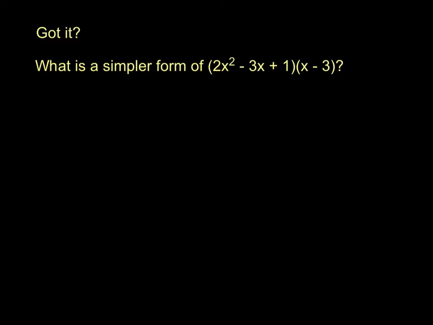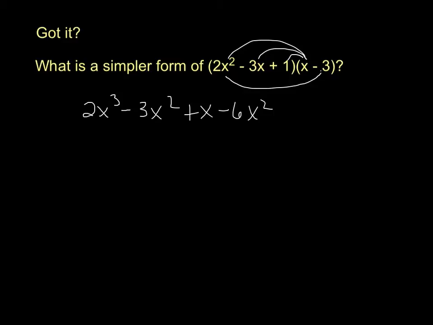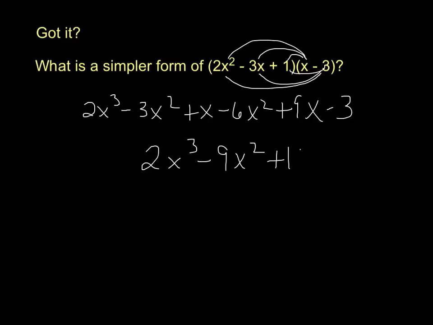Okay. So you try this one and see what you come up with. So we're going to multiply x with 2x squared, giving us 2x cubed. Then there's a minus 3x squared plus x. Then I've got negative 3 times 2x squared, so minus 6x squared. There's a plus 9x, because it's a negative times a negative, and a minus 3. And combining like terms, I get 2x cubed minus 9x squared plus 10x and minus 3.